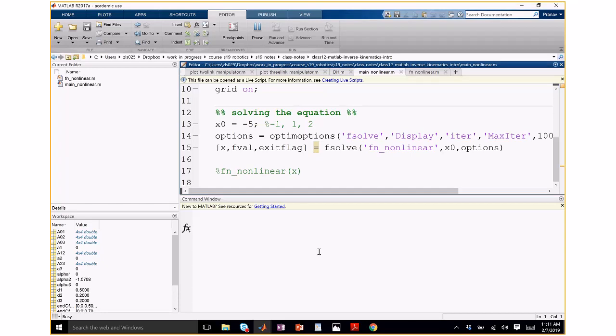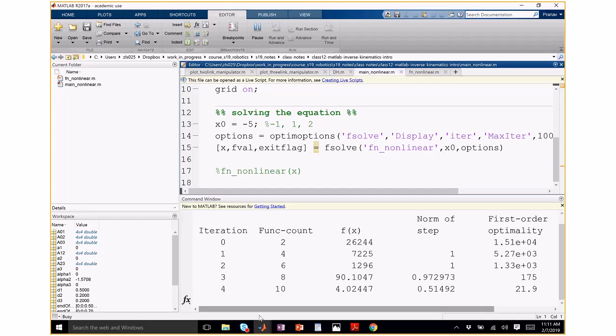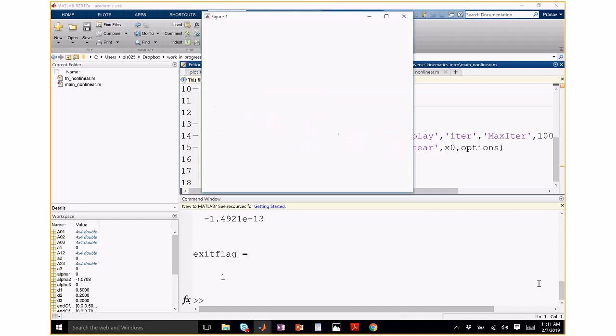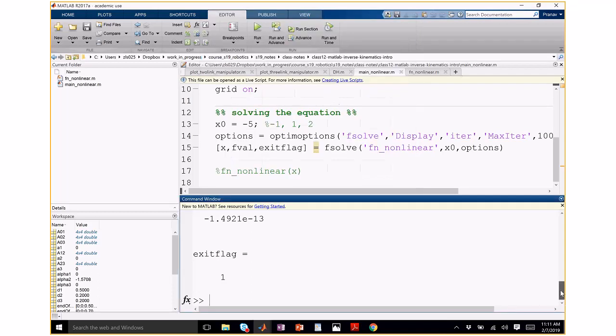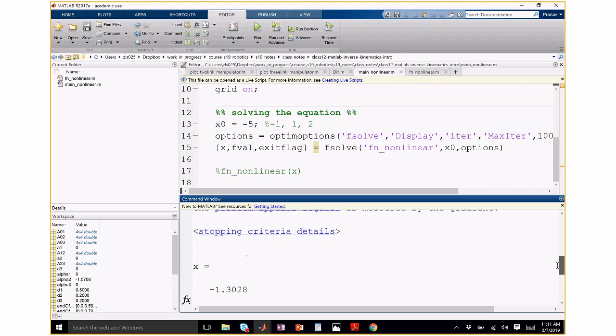It's thinking, it shouldn't have taken so long. It's struggling, yeah. Okay, so that's the function which I drew. It has 3 roots. It told me the exit flag 1 means it converged. This is the value. It's very close to 0, it's 1e negative 13. The x value is minus 1.3. So I started with -5, got minus 1.3.